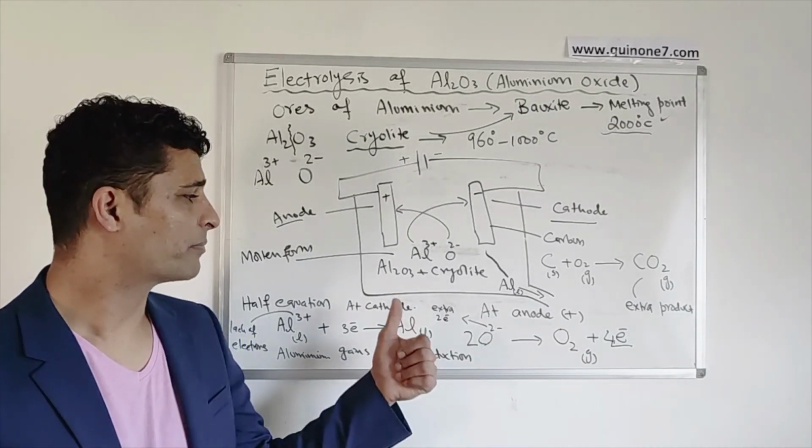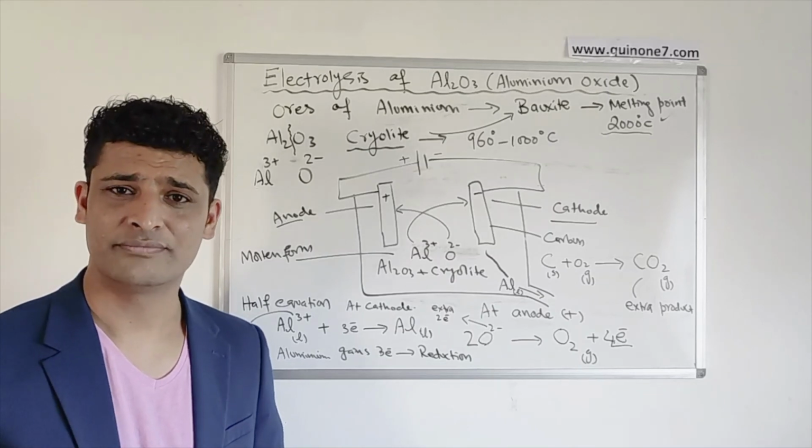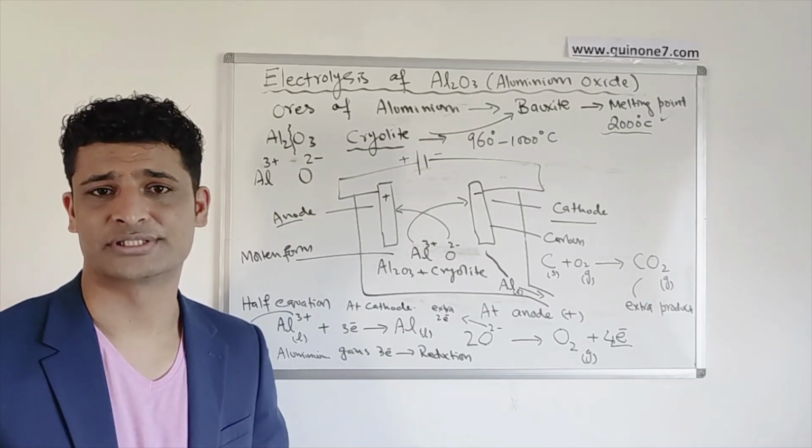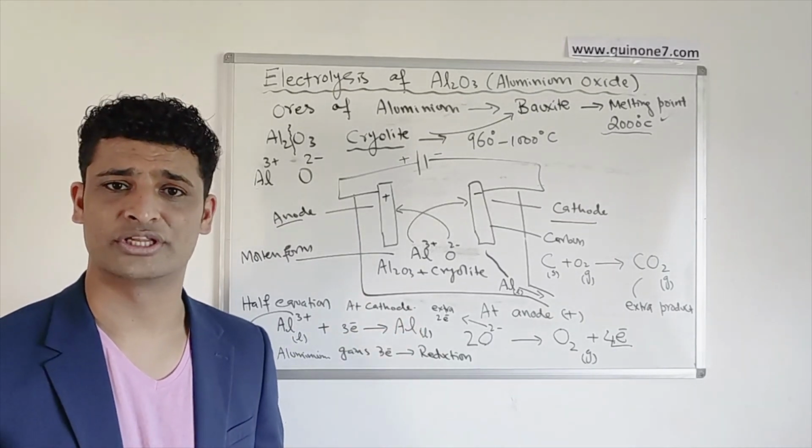I'm going to upload another video about the electrolysis of brine, which is sodium chloride, and which will help you to understand how we can control those 4 ions, 2 positive and 2 negative.